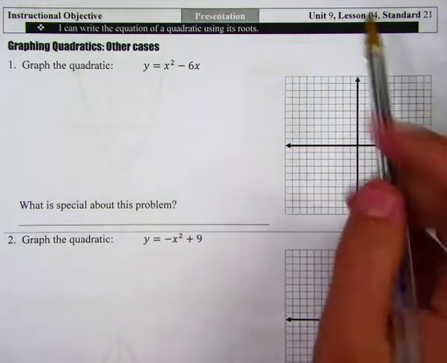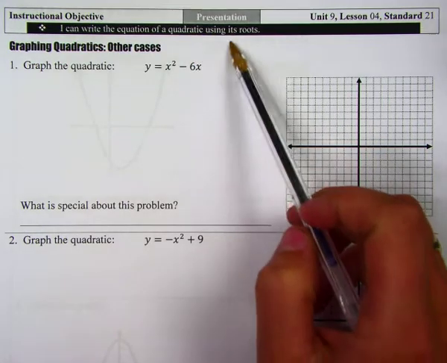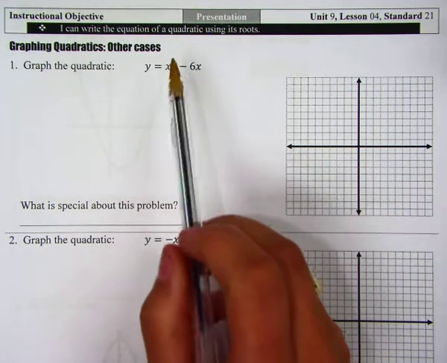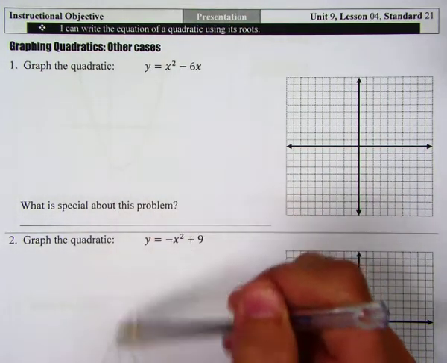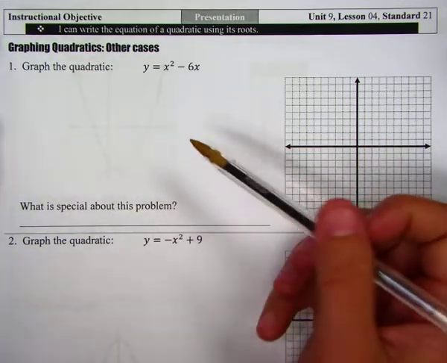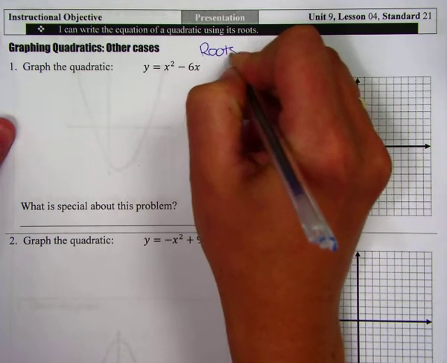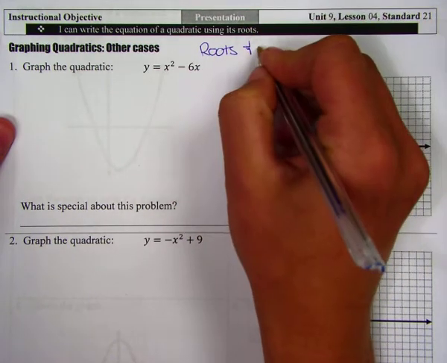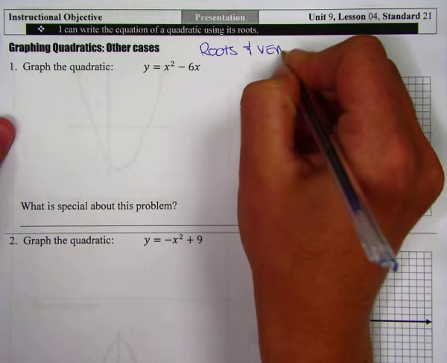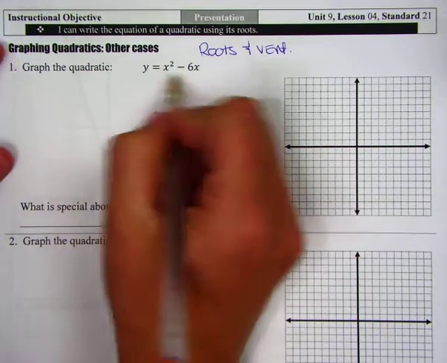Okay, this is lesson 9.4, which is writing equations of quadratics by using their roots. So before we do this, I want to do these three problems, which is just reviewing how to graph. Okay, and I'm going to choose to graph just by using the roots and probably the vertex. If I need to, I'll use the y-intercept. So let's graph this quadratic.